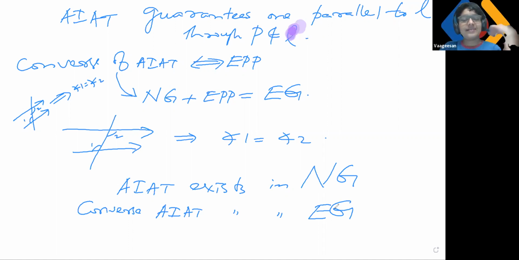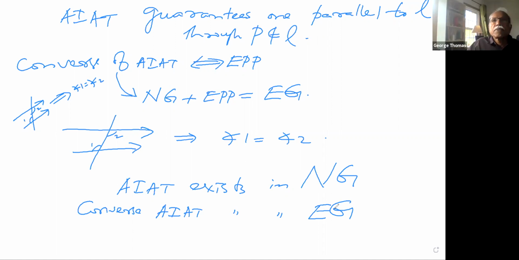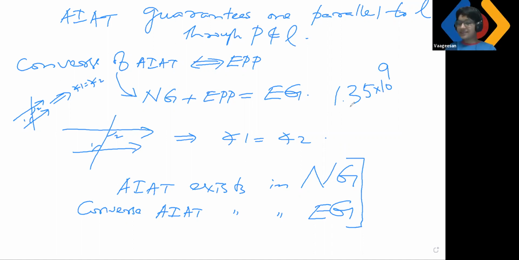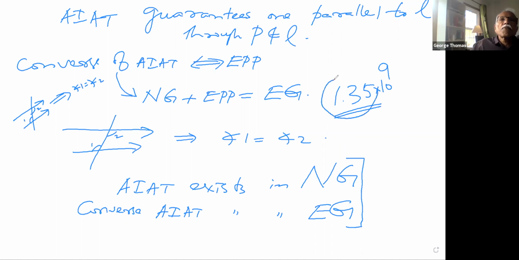Clear. See, in India, if you take our country, India, with 1.35 billion people, I don't think there are 135 people who know the difference between AIAT and the converse.